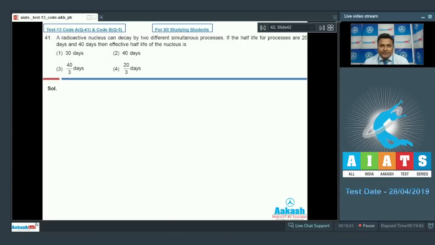Here is question number 41, everyone. The radioactive nucleus can decay by two different simultaneous processes. If the half-lives of the processes are 20 days and 40 days, then what will be the effective half-life of the nucleus?